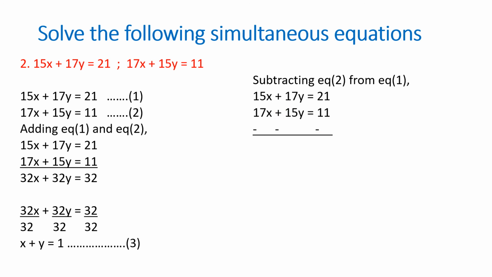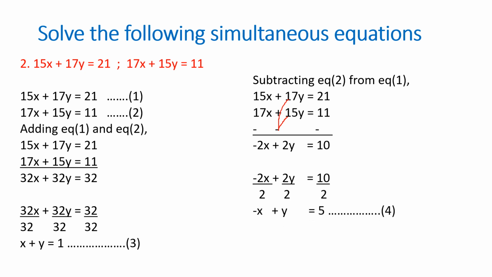So now what will happen here? Now 15 minus 17 will be minus 2x. 17 minus 15 will be plus 2y, and 21 minus 11 will be 10. Now if you see 2, 2 and 10, whose table contains all these numbers? 2 and 10 come in whose table? It comes in 2's table, right? And that's why we are going to divide it by 2. So when we divide this by 2, we'll get minus x plus y is equal to 5.